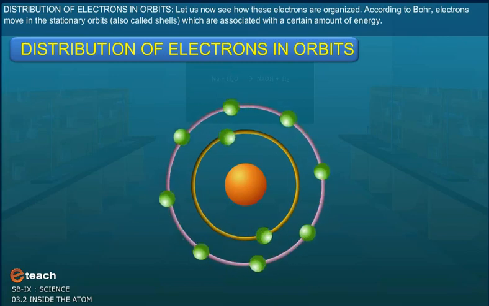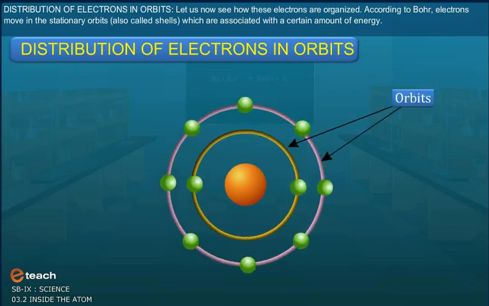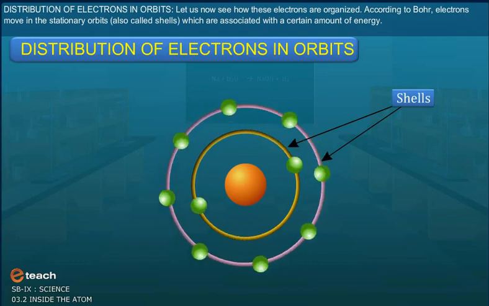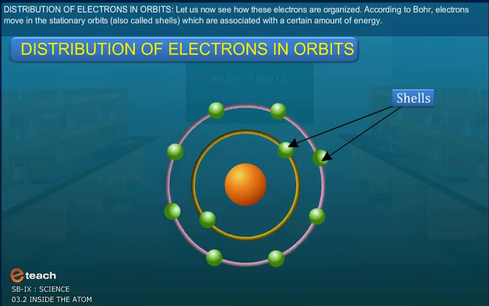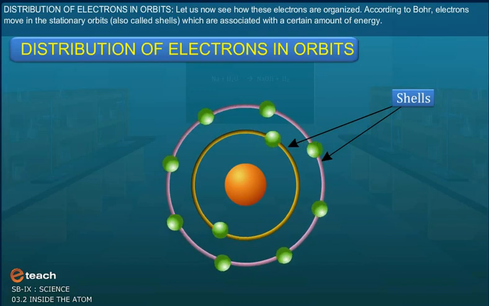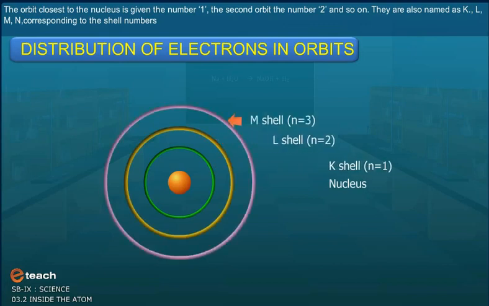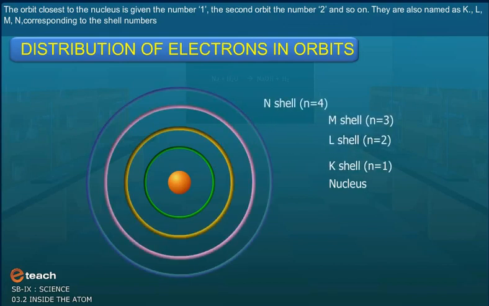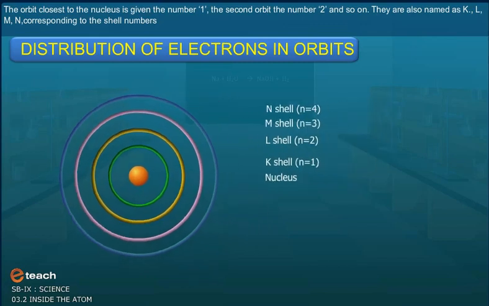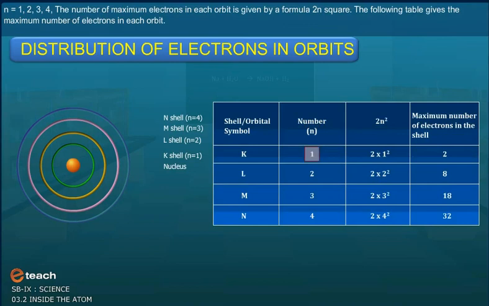According to Bohr, electrons move in the stationary orbits, also called shells, which are associated with a certain amount of energy. The orbit closest to the nucleus is given the number 1, the second orbit the number 2, and so on. They are also named as K, L, M, N, corresponding to the shell numbers n equal to 1, 2, 3, 4.